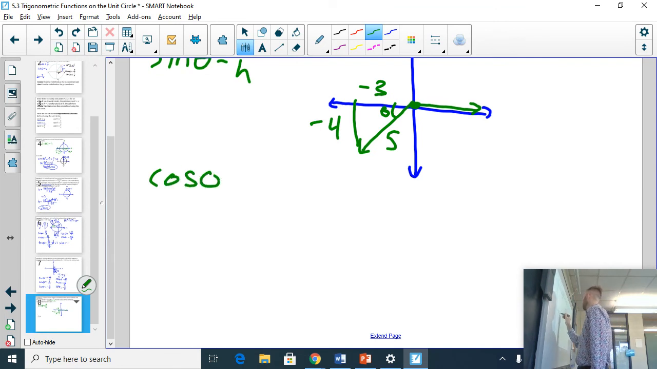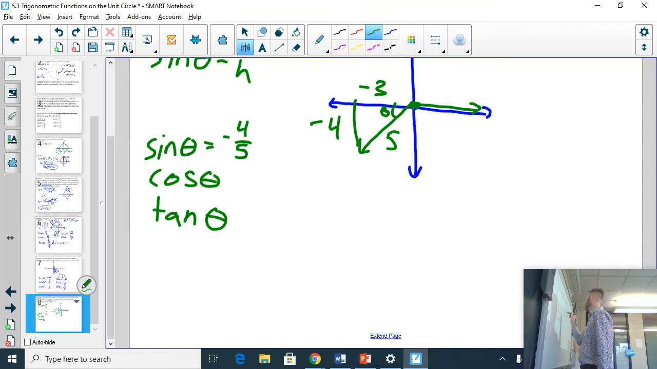So cosine of theta, tangent of theta, and then it's given us sine. I'll rewrite it here just in case. Sine of theta equals -4/5. Cosine of theta is going to be adjacent, which is -3, over hypotenuse, 5. Tangent is opposite over adjacent. Opposite is -4, and adjacent is -3. So the negatives are going to cancel. It's going to be +4/3.